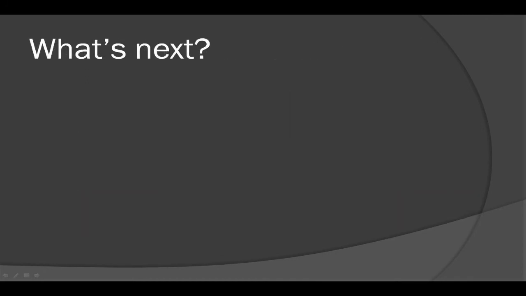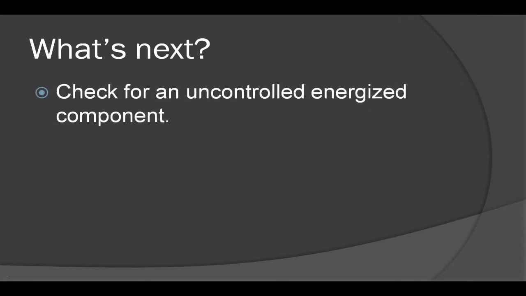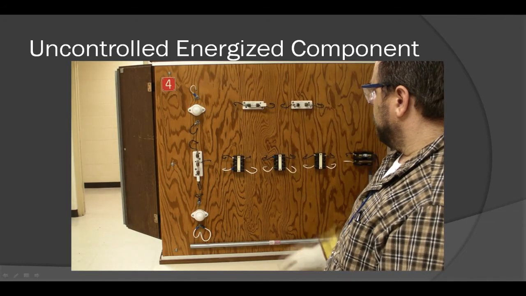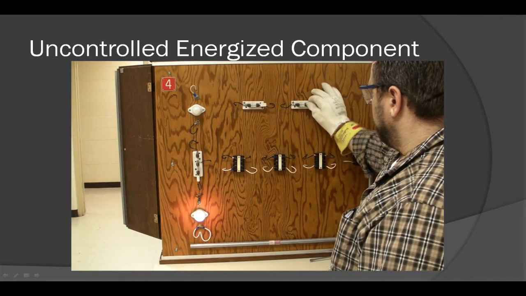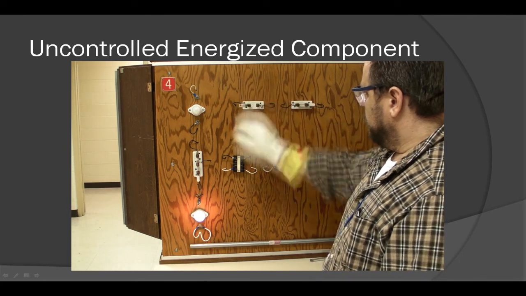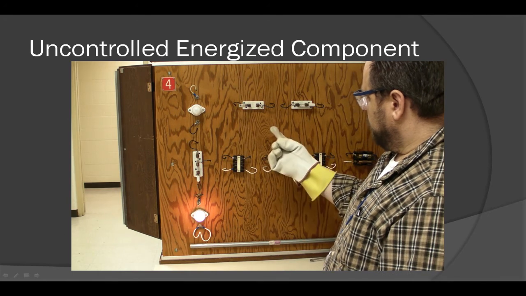Let's say you've determined the region of the circuit where the fault is located. The next step is to identify the type of fault that you're dealing with. The two things that I'm going to show you at this point are checking for an uncontrolled energized component and checking for blown fuses. First, let's look at an uncontrolled energized component. If you open a control device and a component remains energized, then you have an uncontrolled energized component. In this circuit, opening the second switch will not de-energize the lamp, so we have lost our control over the component. An uncontrolled energized component is an indicator of a shunt, which we will discuss further in the troubleshooting shunts lesson.